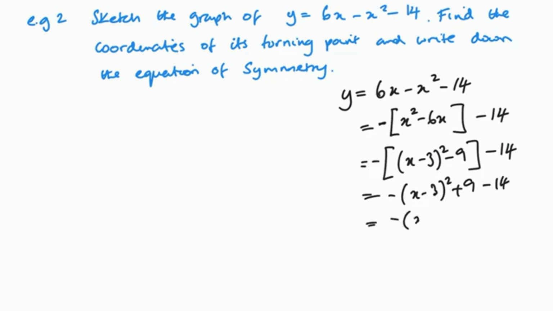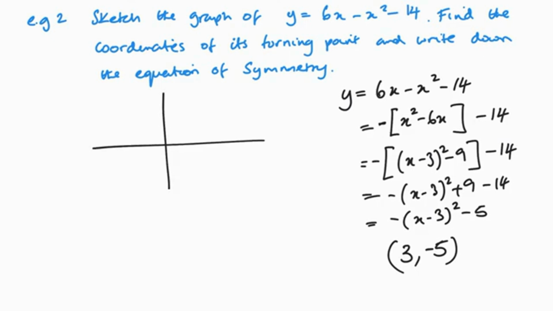Okay, so minus (x minus 3) squared minus 5. Now I can see my turning point is going to be when x is 3, and when x is 3, y is going to be negative 5. So in this case, you can see if we start looking at our sketch here, it's 3 across, minus 5. That's the maximum point. So actually I can tell straight away that this isn't going to have roots. It's not going to be a point where it crosses the x-axis.